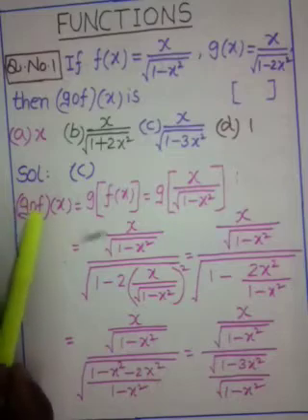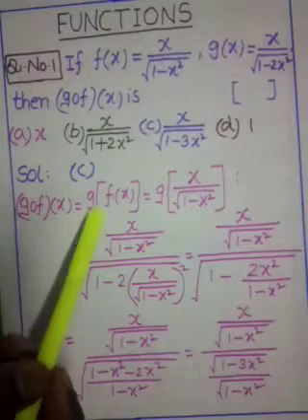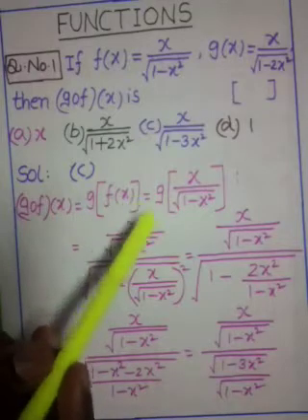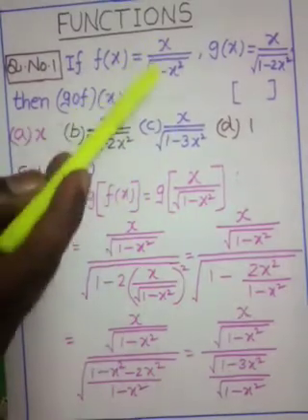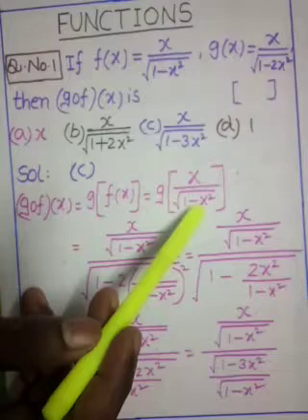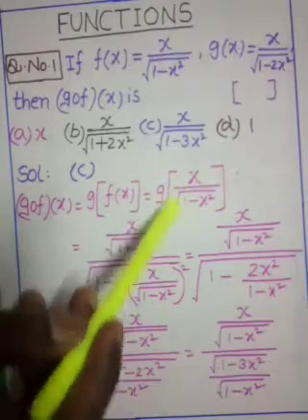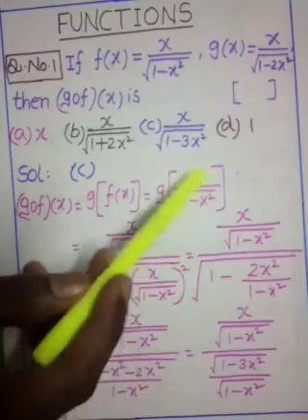We have to find g circle f of x. What is the definition of g circle f of x? G of f of x. Okay, my children, that is equal to g of, what is f of x here? X by root of 1 minus x square. So we wrote f of x in these brackets. Again, consider the entire part in your mind, and the entire part is x.